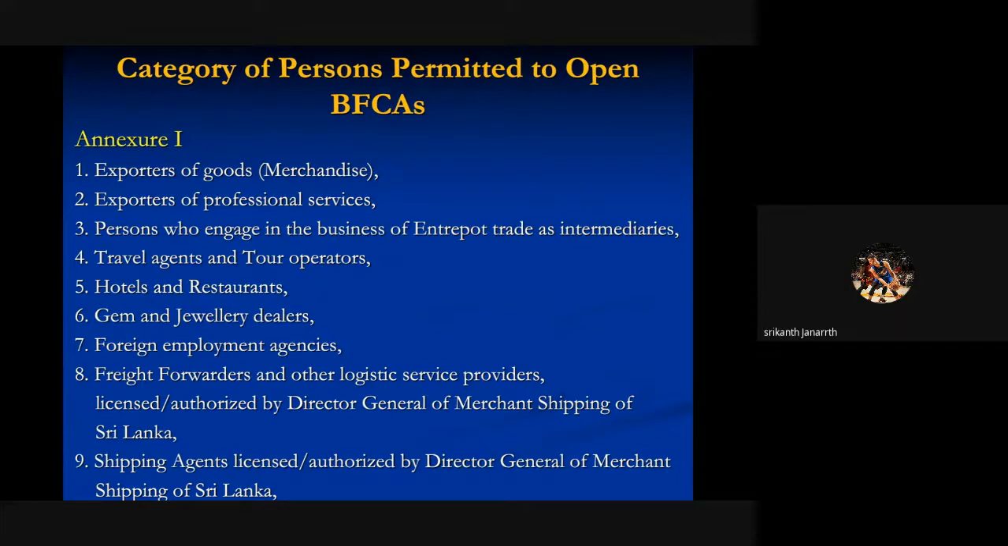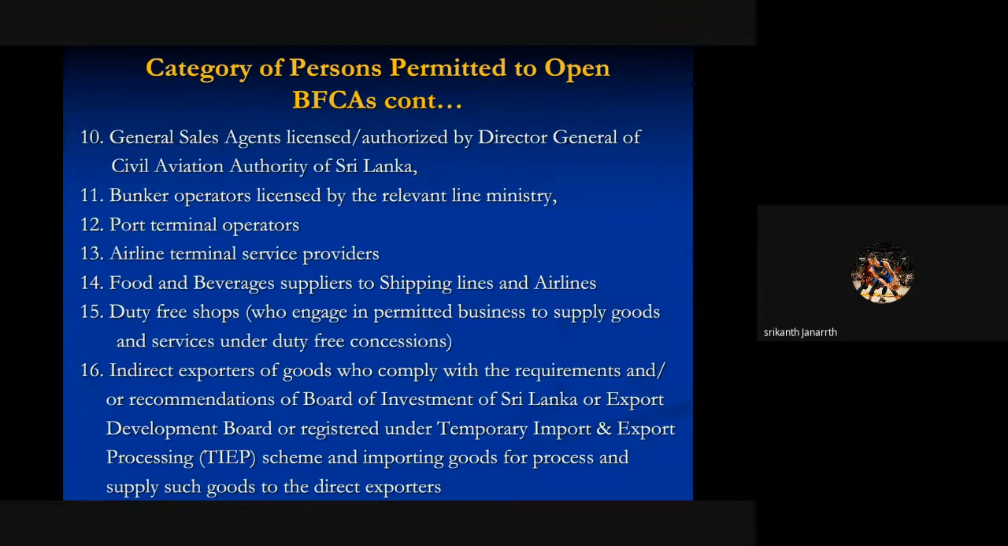Gem and jewelry dealers, yes, they export gems and jewelry. Foreign employment agents, yes, they get their fee from the foreign principal. Therefore, they are also permitted to maintain one. Freight forwarders, logistics service providers, a licensed authorized by the Director General of Merchant Shipping, yes, shipping agents and airlines, freight forwarders, general sales agents, GSA, all are permitted.